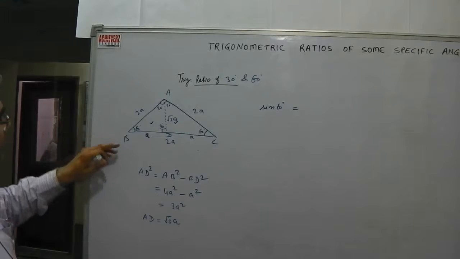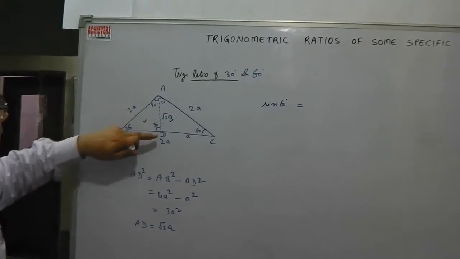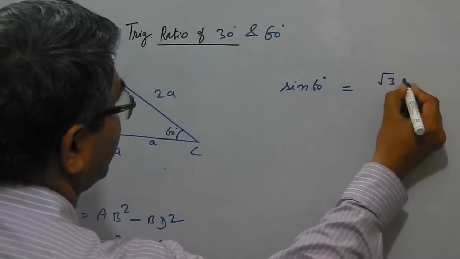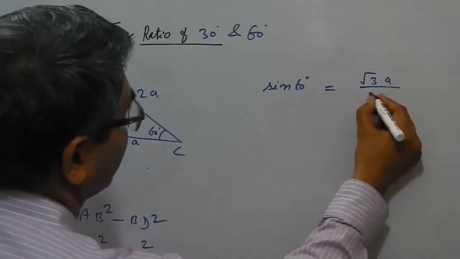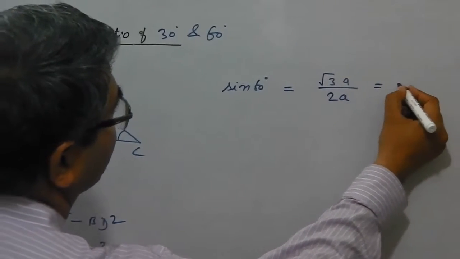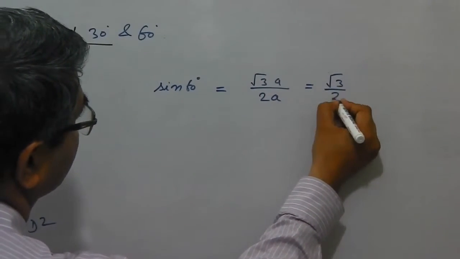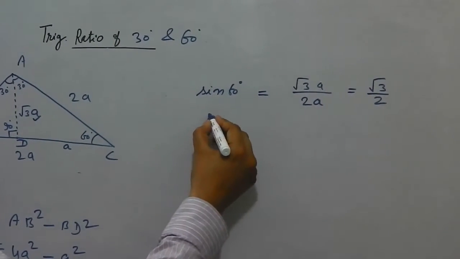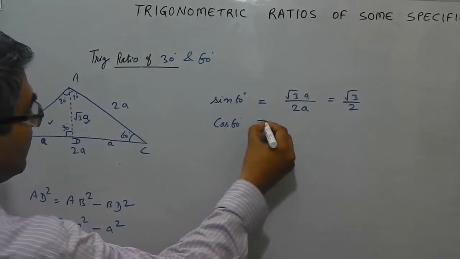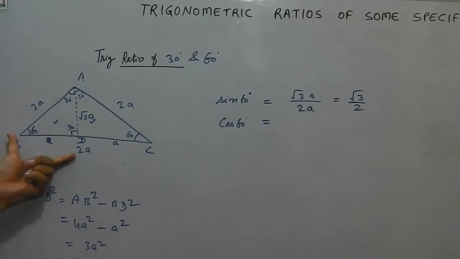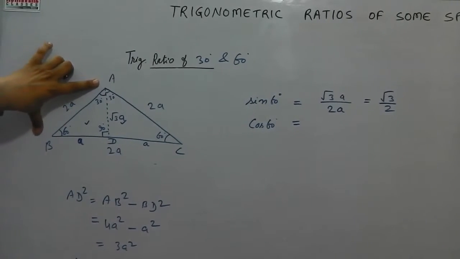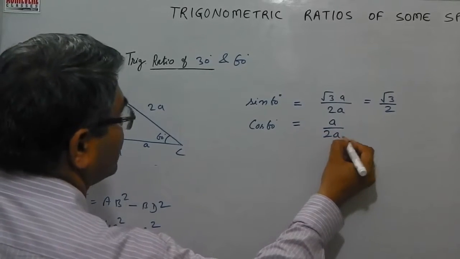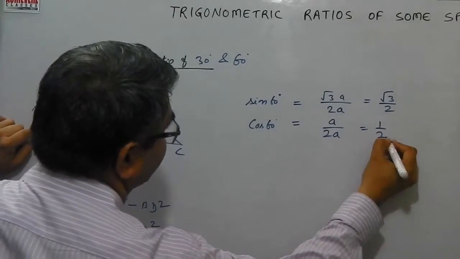So now sine 60 will be perpendicular over hypotenuse. So root 3A over 2A, that will give you root 3 by 2, because again this A and A cancel out. Cos 60 would be base over hypotenuse. So it will be A over 2A, that means half.